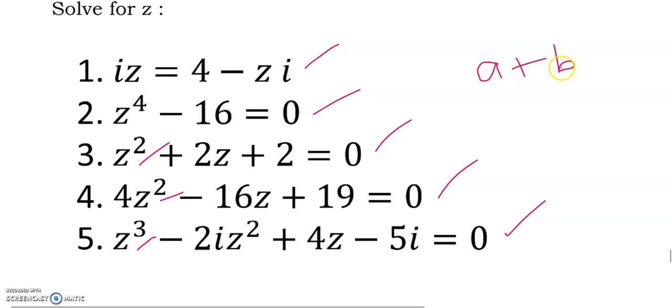Okay, before that you should not stop. Whenever you do complex equations, you have to state the value of z in terms of a plus bi.